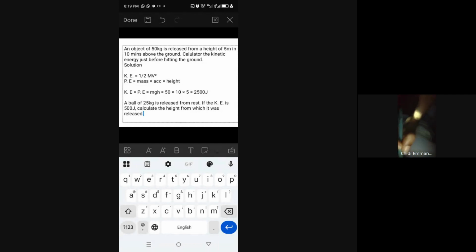Very simple. They have given you mass. You have been given kinetic energy. So they want you to calculate height.